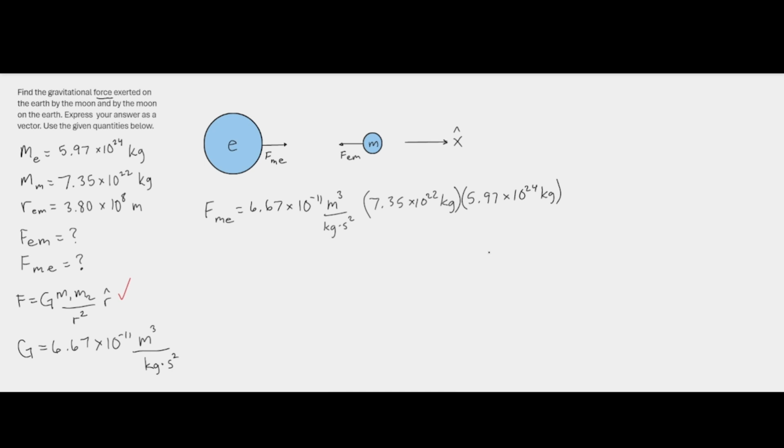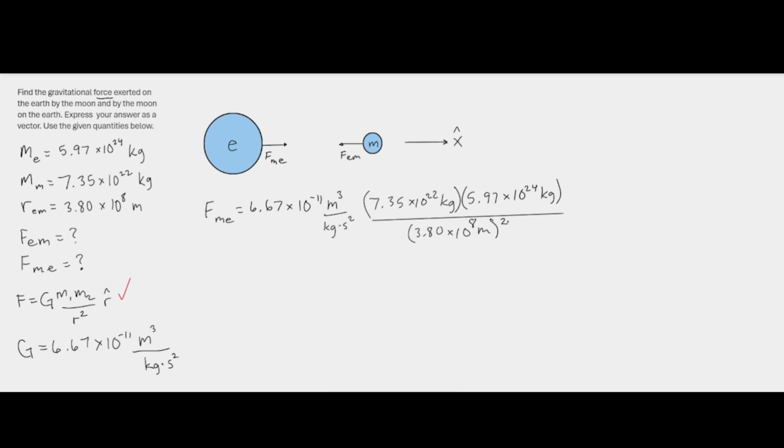And all of this is going to be over the distance between them squared. So I'm going to draw my fraction bar here, and then I'm going to put these in parentheses. So the distance between them is going to be 3.80 times 10 to the 8th meters. And all of this gets squared.